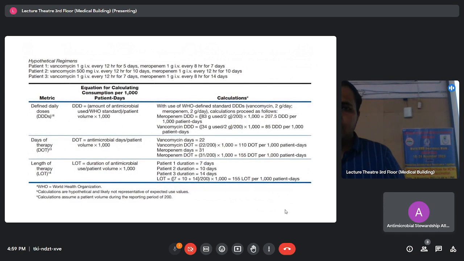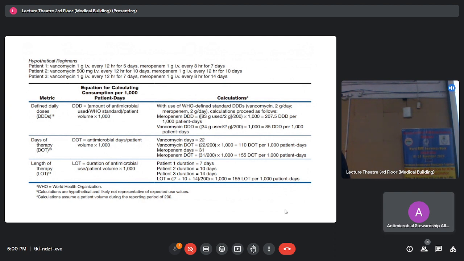So this is just a hypothetical example. Here you can see that 3 patients are given vancomycin 1 gram IV every 12 hours for 5 days and meropenem 1 gram IV every 8 hours for 7 days. Similarly, patient 2 and patient 3, all of them are being given vancomycin and meropenem.